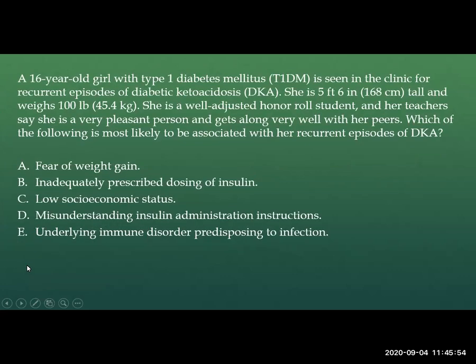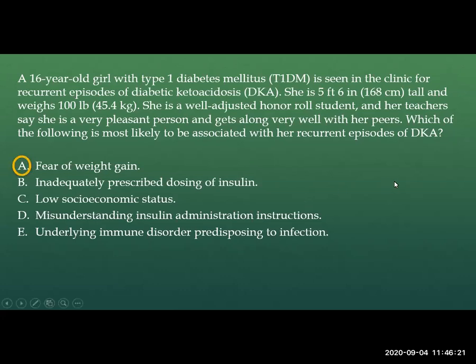Okay. A 16-year-old girl with type 1 diabetes is seen in the clinic for recurrent DKA. She's 5'6" and weighs 100 pounds. She's a well-adjusted honor student. Teachers say she's very pleasant, gets along very well with her peers. Which of the following is most likely to be associated with her recurrent episodes of DKA? So fear of weight gain. Yeah, right.